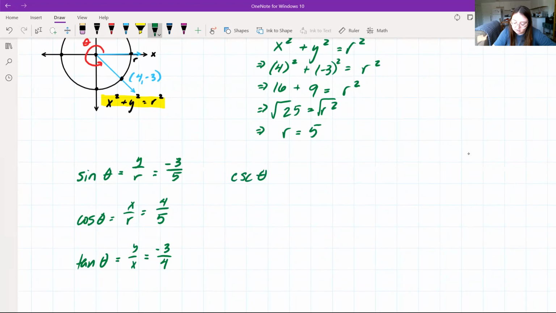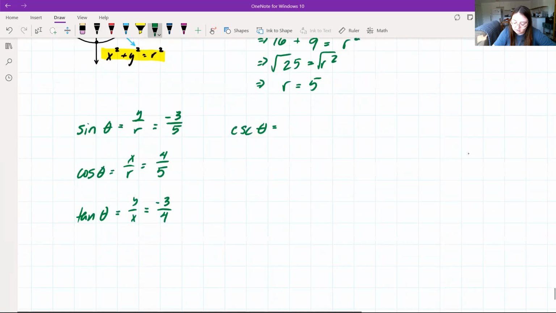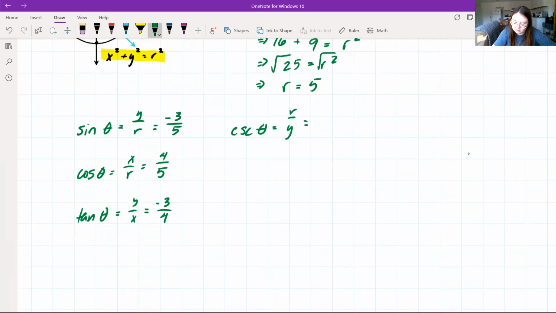Then cosecant of theta is going to be r over y. So this is going to give us 5 over -3. So this is just -5/3. Secant of theta is going to be r over x. So r is 5, x is 4. So 5 over 4. And lastly, cotangent of theta is going to be x over y, where x is 4 and y is -3.